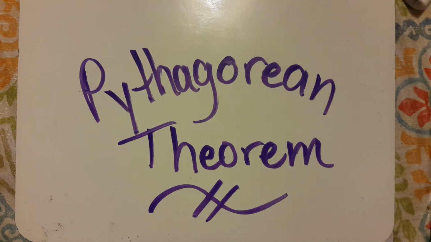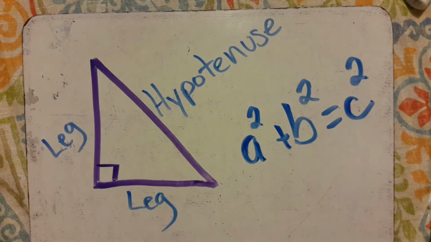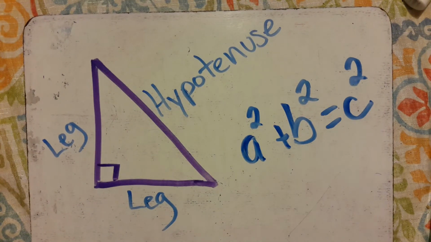Today we'll be studying the Pythagorean Theorem. The Pythagorean Theorem is pretty popular. You've probably heard of it before, and it deals with right triangles. Remember, a right triangle is a triangle that has a 90-degree angle, or a right angle, hence why we call it a right triangle.